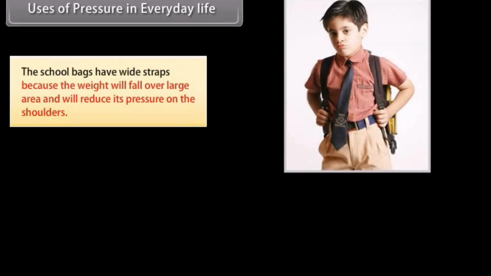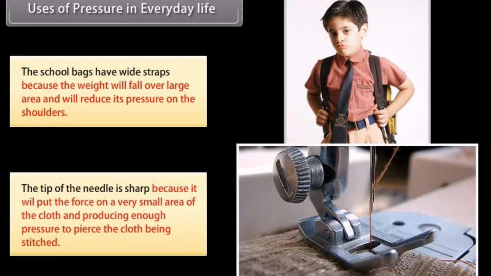Uses of pressure in everyday life. The school bags have wide straps because the weight will fall over a large area and will reduce the pressure on the shoulders. The tip of the needle is sharp because it will put the force on a very small area of the cloth, producing enough pressure to pierce the cloth being stitched.